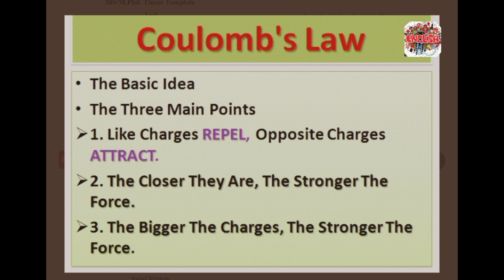Number two, the closer they are, the stronger the force. This is very natural. If you push two repelling magnets very close, you feel a strong push. If you pull them apart, the force gets much weaker very quickly. Coulomb's law says the force gets weaker with the square of the distance. This is the fancy way of saying if you double the distance, the force becomes only 1/4 as strong.